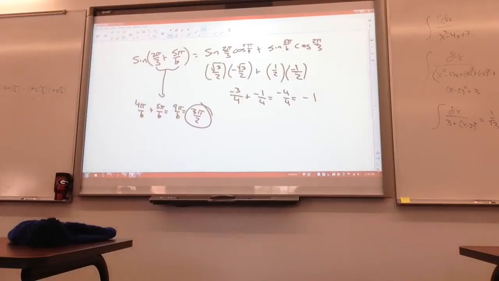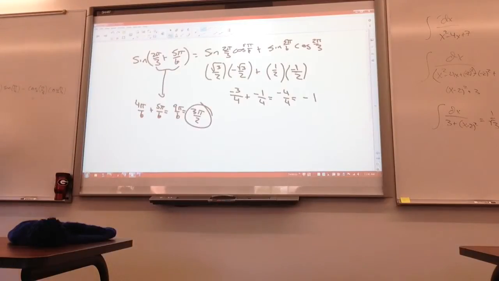So sometimes you don't actually have to use the formulas. Sometimes if you add the two angles together, it might equal something you already know. In which case, do it that way, because that's way easier. But that's basically what you do with these things.